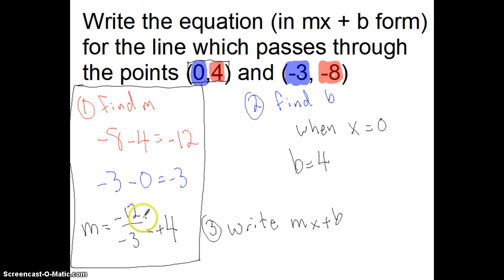Okay, so I've got my two quantities. M is 4 and b is 4. So I'm going to replace this m with 4, x plus, I'm going to replace the b with 4 as well. And that means the function is 4x plus 4.